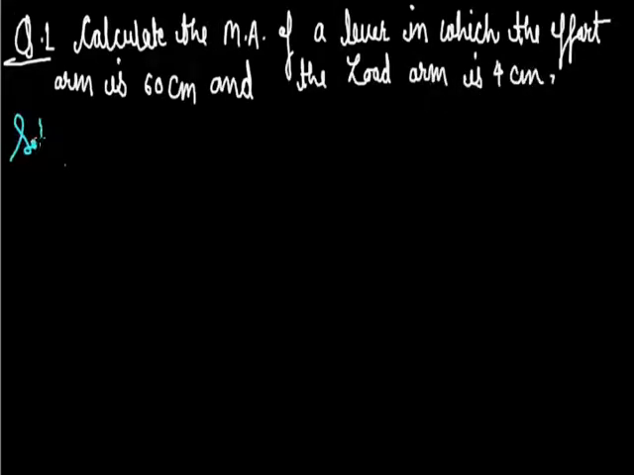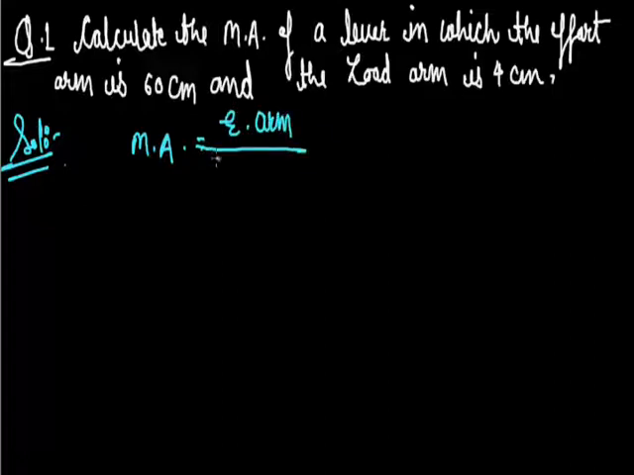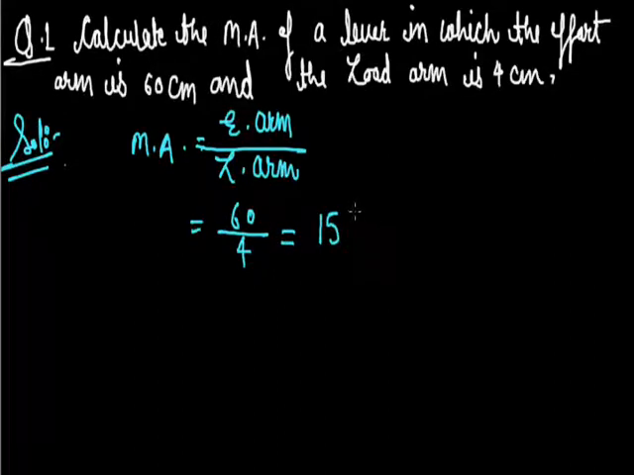Solution. As we know, in this question effort arm and load arm are given and we have to find mechanical advantage, and we know for the lever mechanical advantage is effort arm upon load arm. So effort arm is given 60 cm, load arm is 4 cm. So this will be 15, and as we know mechanical advantage is unitless, so 15 is the answer. Now next question.